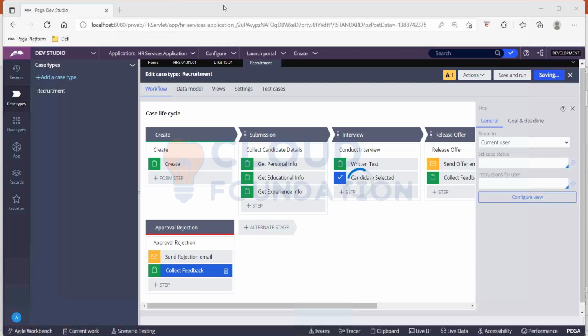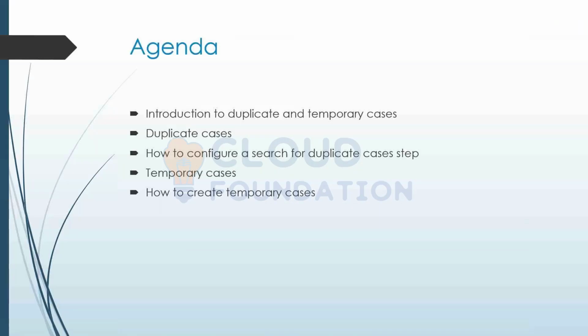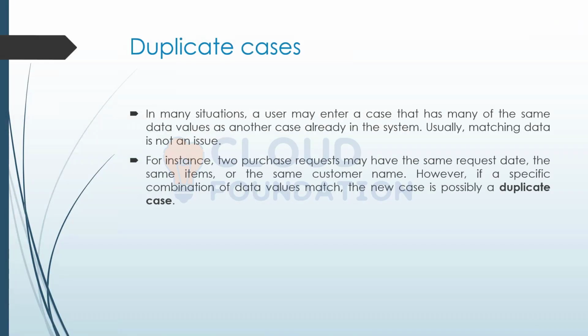So moving on, what we are going to look at are aspects related to duplicate and temporary cases. We'll talk about what duplicate and temporary cases are, and why they are important. So let's talk about this. What are duplicate cases here? How do I know that a case is a duplicate, and why is it important to know? Why not just process both of them?